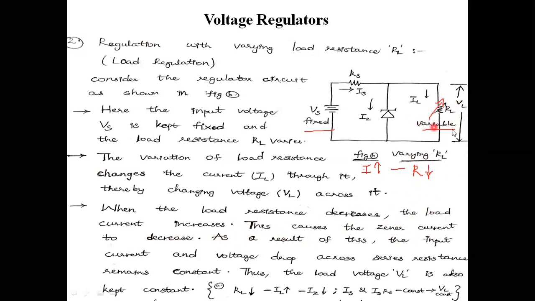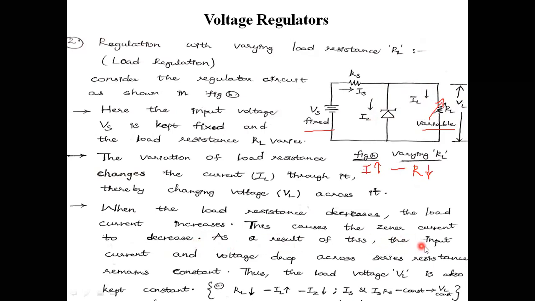Because the load resistance decreases, this current increases. If this current increases, then the GNR current will decrease. Suppose the current at the terminal is distributed equally between the two. When the current at the load IL is high, automatically the GNR current will decrease. That is the point given here. And this causes the GNR current to decrease.